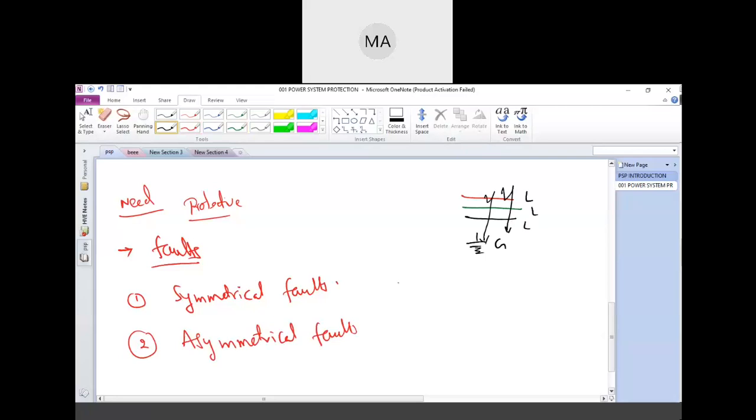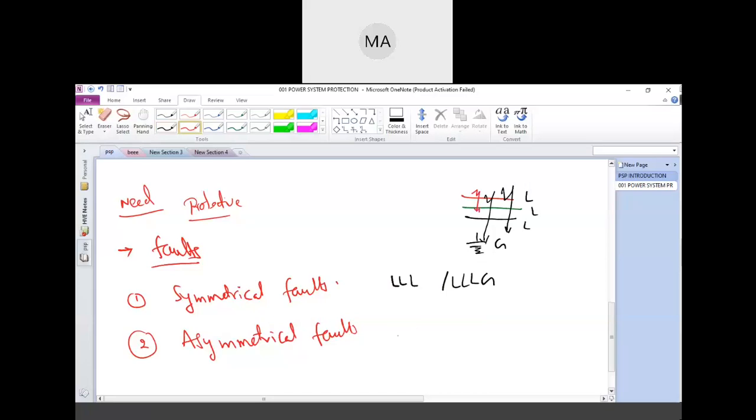The faults which involve all the phases, that is LLL or LLLG, are called symmetrical faults. Asymmetrical faults involve only one or two phases. If a fault occurs, it will take place only as one LL or LG.